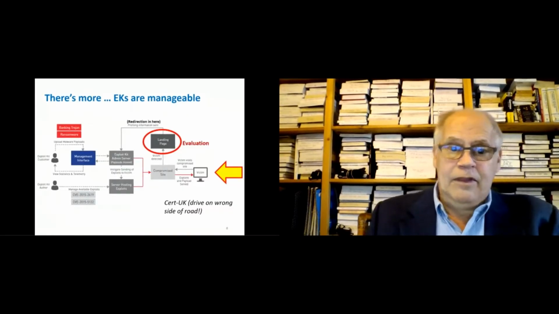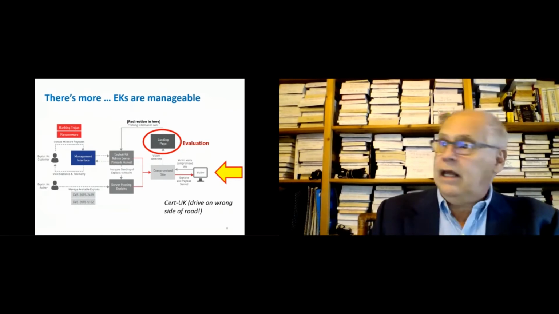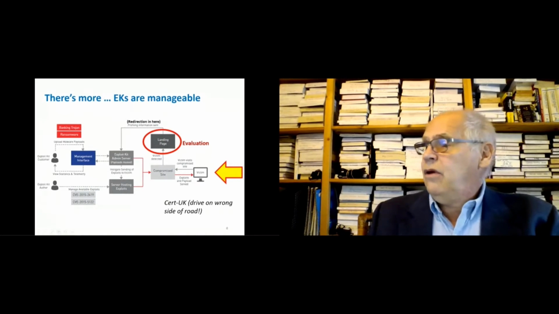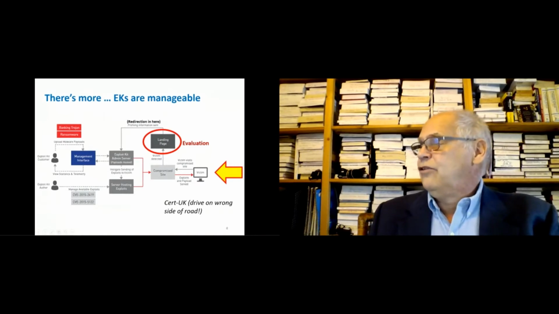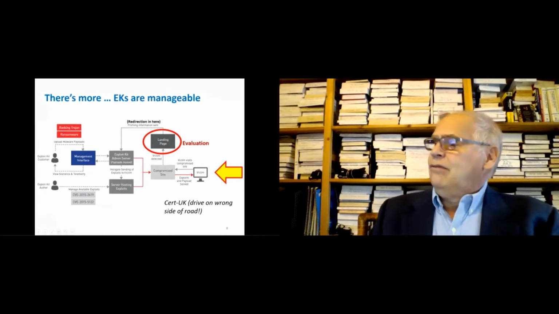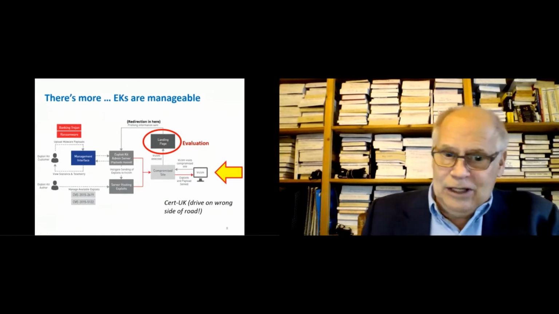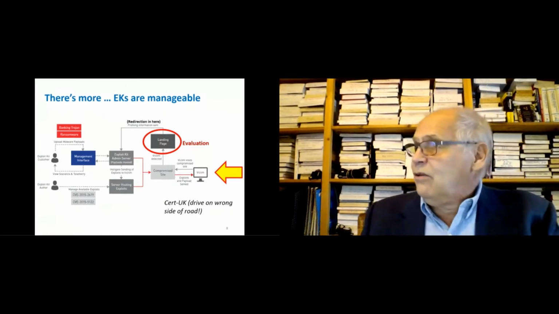So there's more to an exploit kit yet again. And the key point here is they're manageable. Once again, this is from the CERT UK. This diagram somewhat confusingly starts on the other side of the page. I do note that in the UK, they drive on the wrong side of the road.